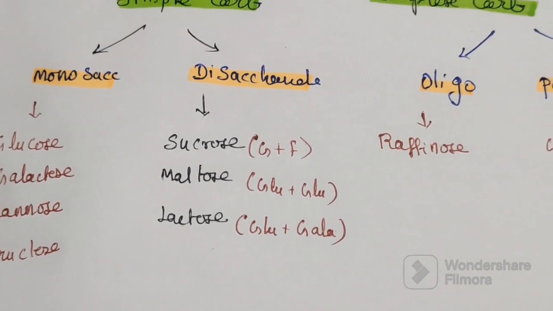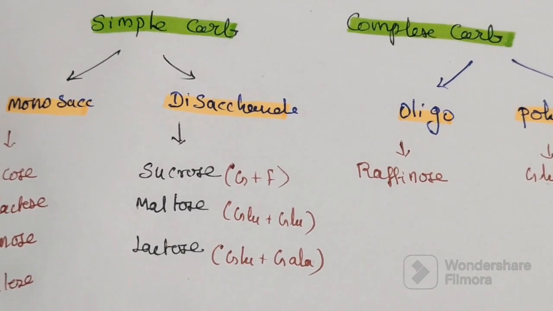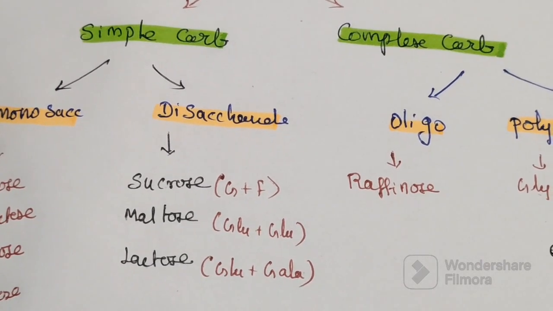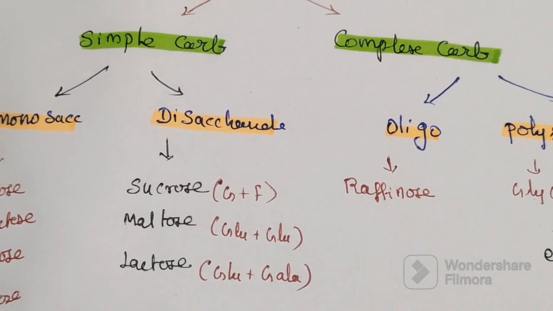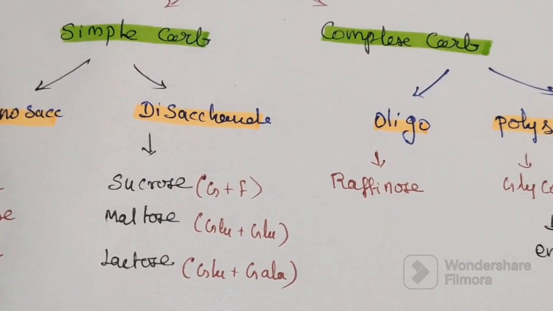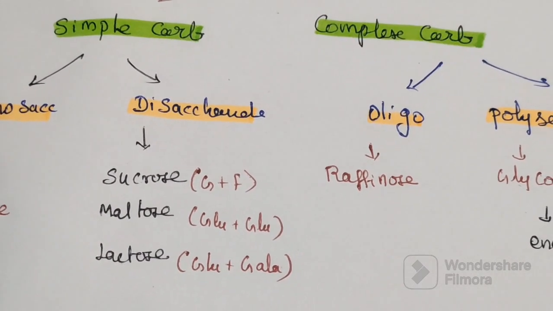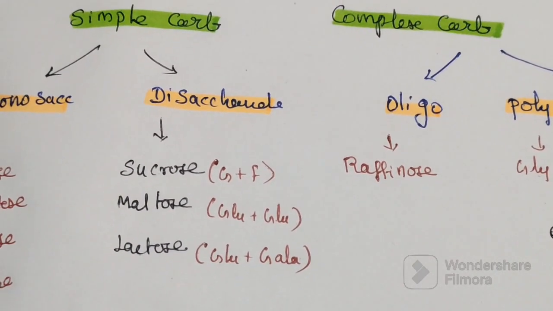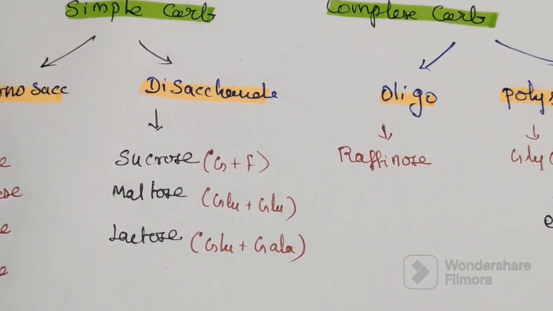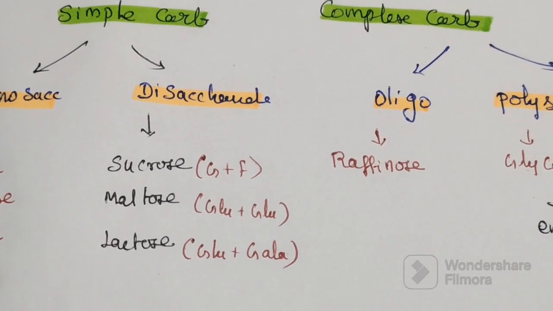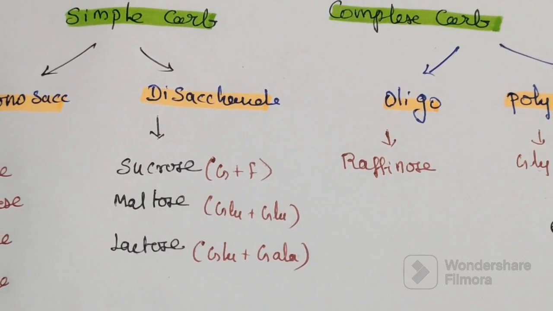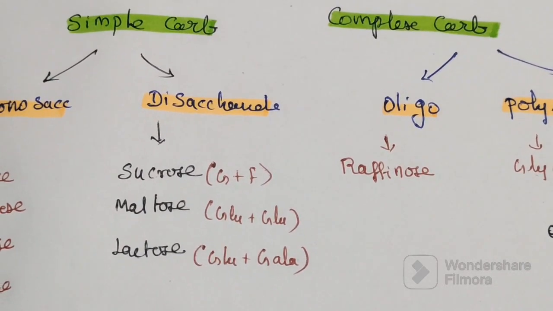Sucrose breaks down to form glucose and fructose. It is table sugar, found in plants, sugar cane and sugar beet, in brown, white and powdered form. Then lactose, glucose plus galactose, is the primary sugar in milk and milk products. Then maltose, glucose plus glucose, forms when starch breaks down and is used in the formation of alcohol and beer.